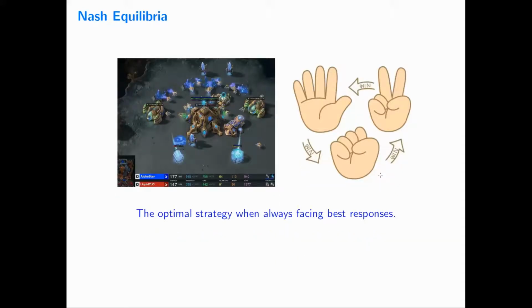In that case, we need to consider the notion of Nash equilibrium. That is the optimal strategy when always facing best responses. In other words, Nash equilibrium is essentially the best thing one can do in the worst case. So in the rock, paper, scissors example, the Nash equilibrium is just to play rock, paper, scissors in a uniform manner.